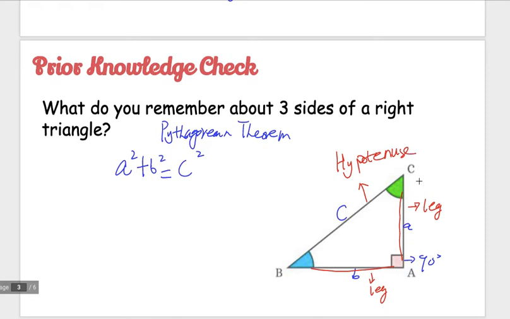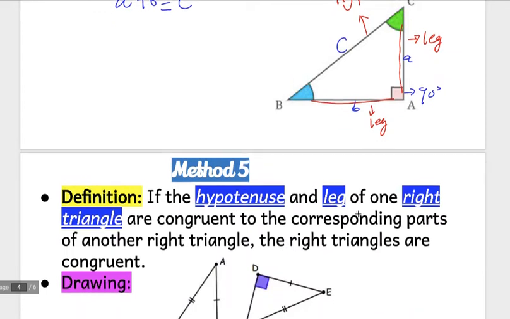Hypotenuse is always the longest one, and we call these two sides our legs. Okay, so that's a quick review for the right triangle. Some students might wonder, why do you mention right triangle here? That's actually related to our last method here.